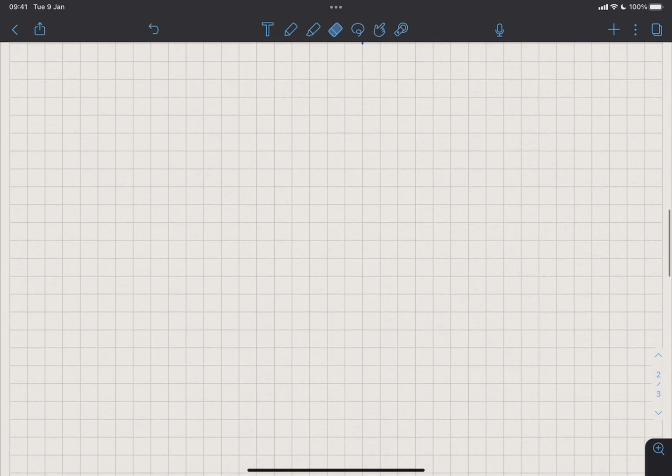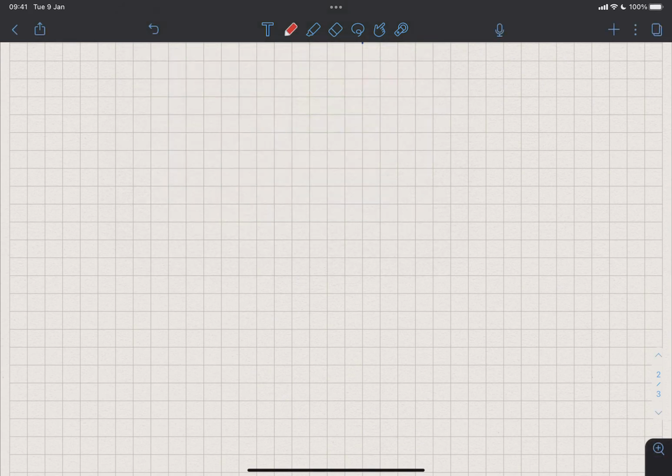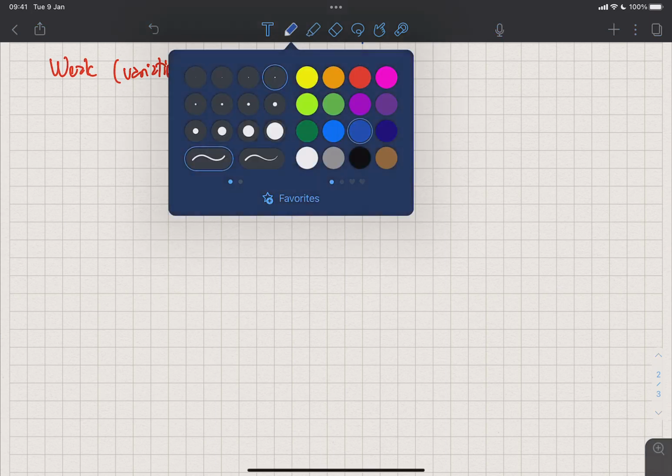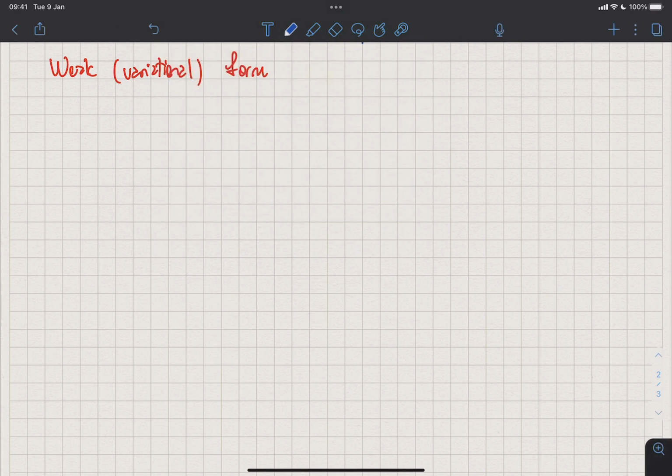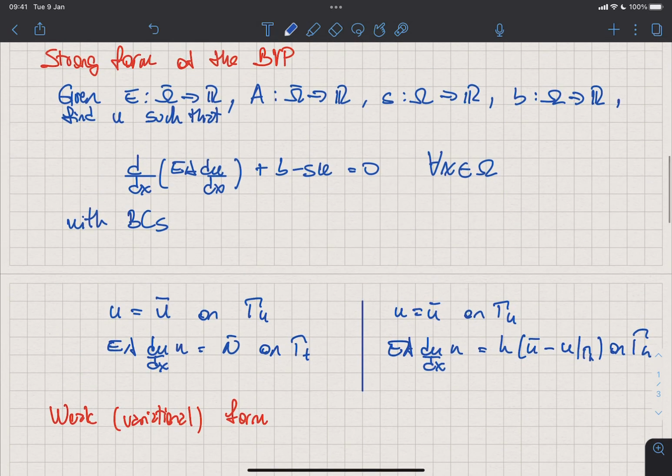Well, let's write it down. So we have our weak or variational form. So we know we need to satisfy this on average. Well, what do we do? Well, we copy our differential equation. Let's bring this here.